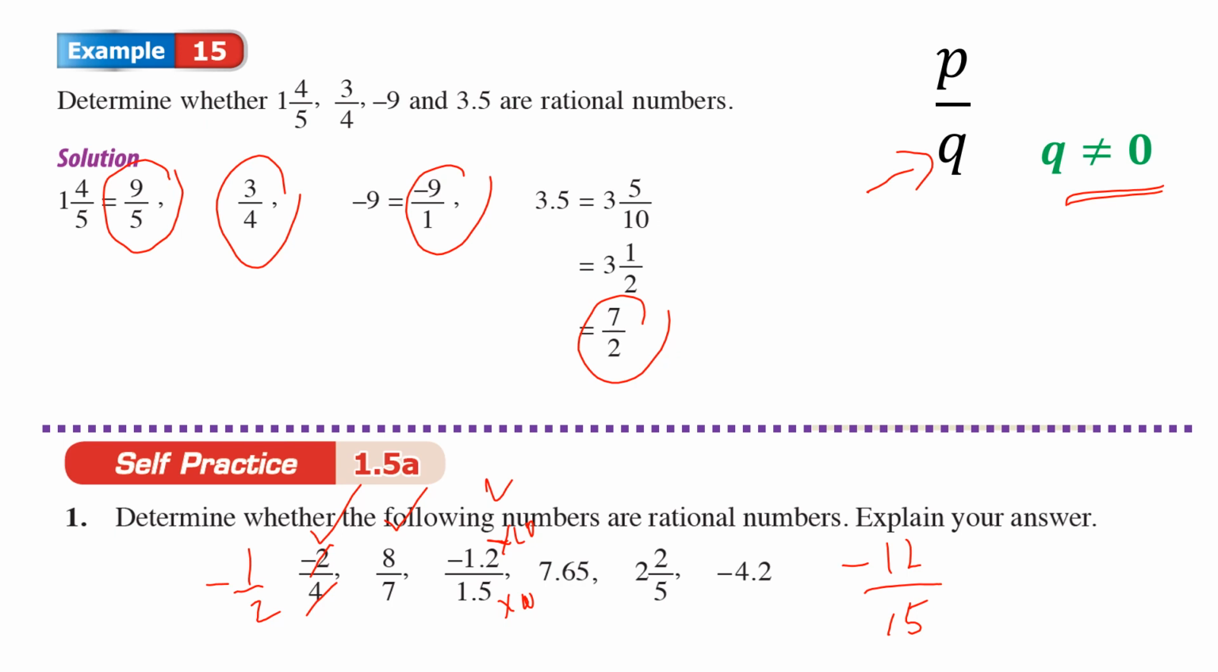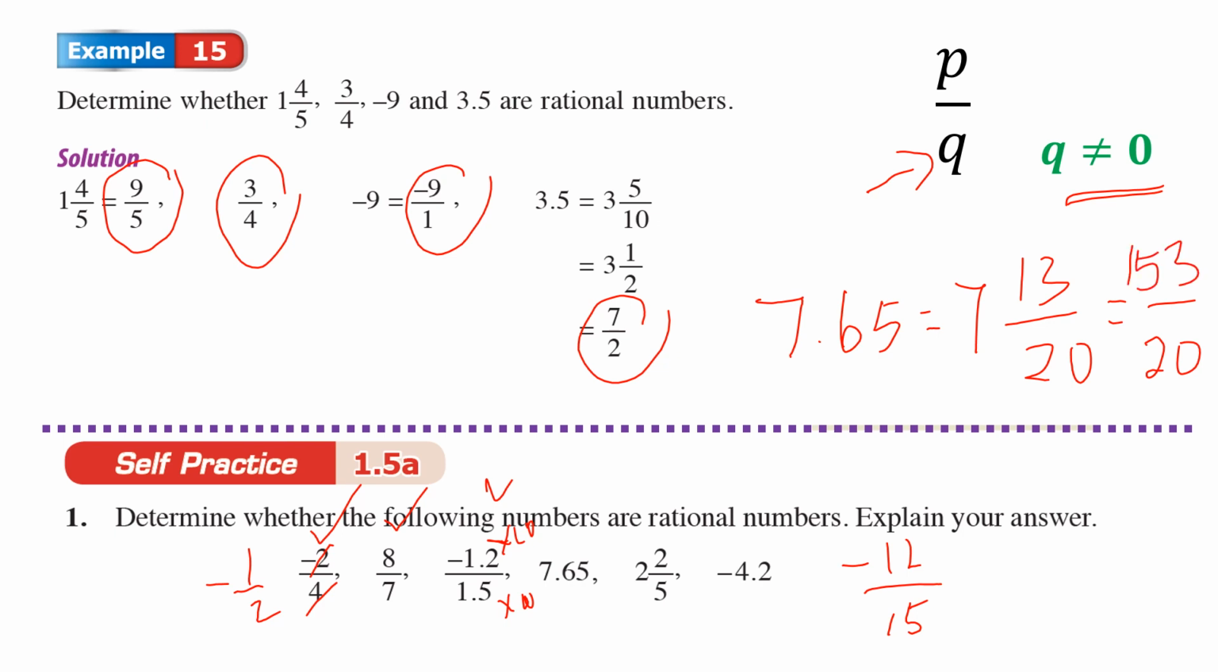7.65. 7.65, you change it into fraction. Alright, 7.65, change it into fraction. What do you get? You will get it 7 and, I'll write it over here, 7.65 equal to 7 and 13 over 20. 7 and 13 over 20, and then we can actually change it into an improper fraction, which is 153 over 20. So it is in the form of P over Q, like this format.